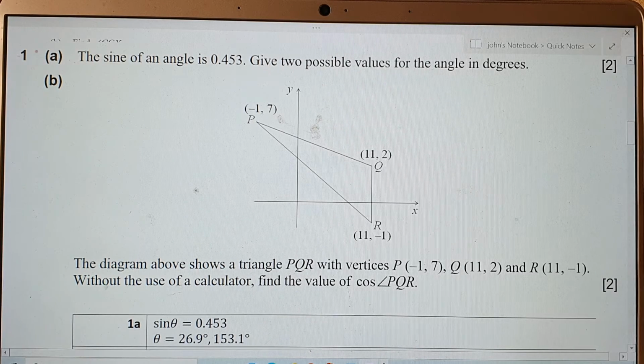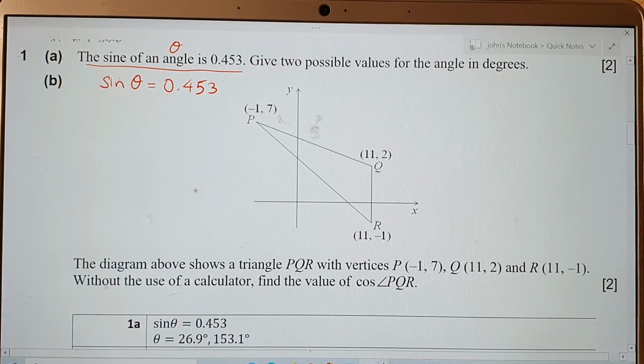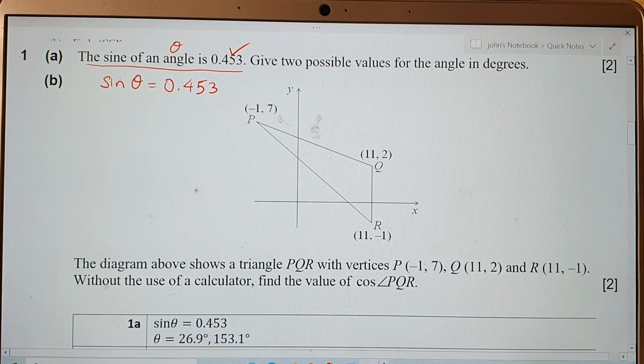Now, question number 1A, you are given that the sine of an angle is this one. What do they mean by that? What they mean is, let's say the angle is theta, they're trying to tell you that sine theta is equal to 0.453. I think everybody should understand this first sentence. Now they say give two possible values for the angle in degrees.